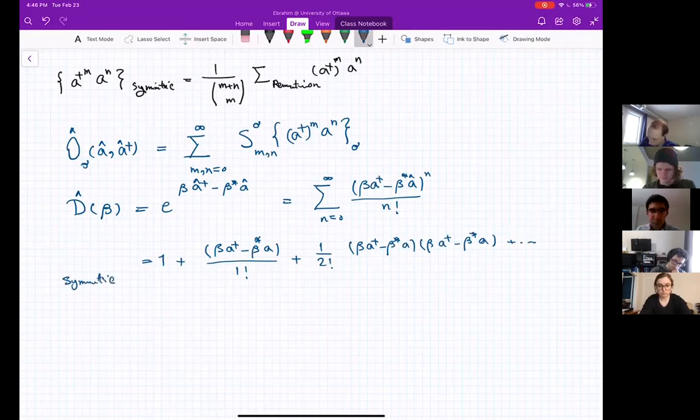I'm not sure why it's symmetric, because in the first one there are different coefficients on A and A dagger. Oh, you can make it symmetric. I got your point. Okay. I got your point, but you can make it symmetric.